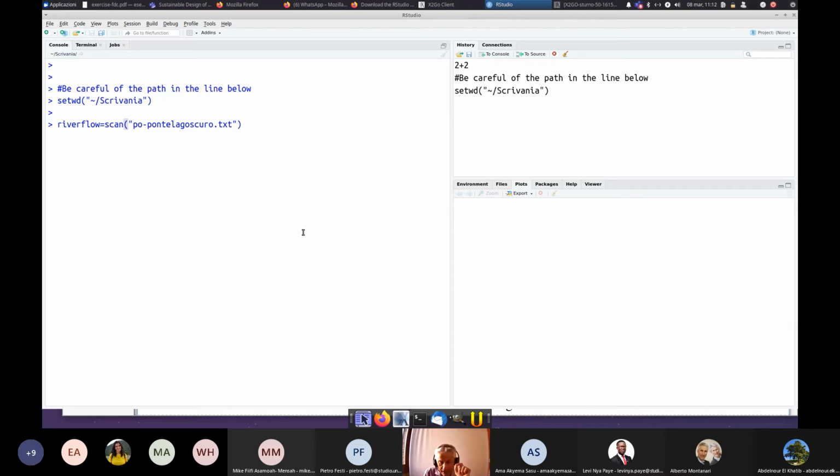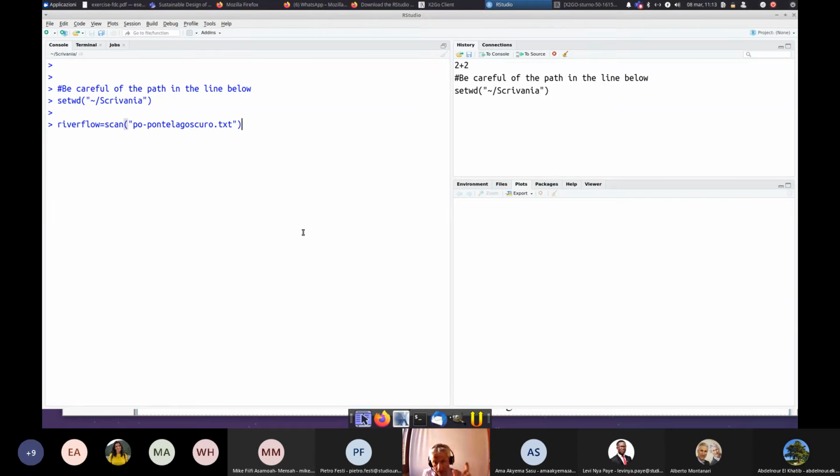First of all, it is assigning to a variable called river flow. So this instruction is assigning to a variable which is called river flow. It is a vector, precisely. It is assigning to this vector the series of numbers that R gets from a scan instruction. What is a scan instruction? It's an input instruction. Scan means read the file whose name is put as an argument of the scan function.